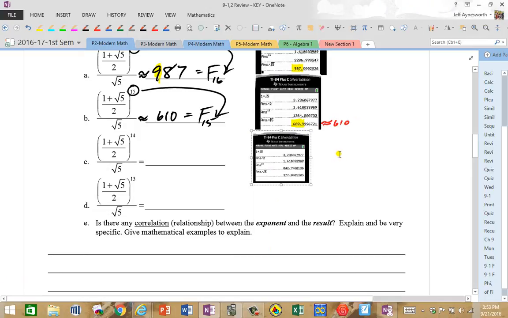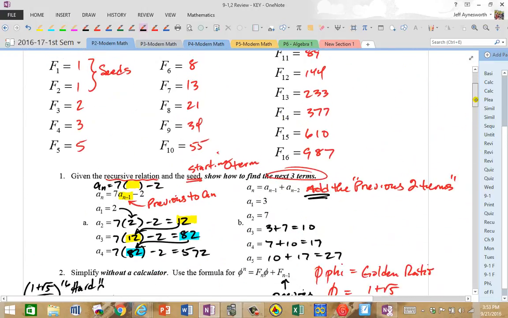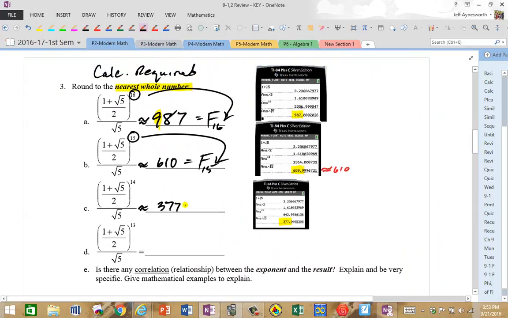Okay, here we go. Right here, we want to round this one to 377. So this is approximately equal to 377, which corresponds to, let's take a look up here, the 14th Fibonacci number. So this is equal to F14. And notice that it corresponds to the exponent. So you can use part of Binet's formula, but you've got to round your answer to the nearest whole number.